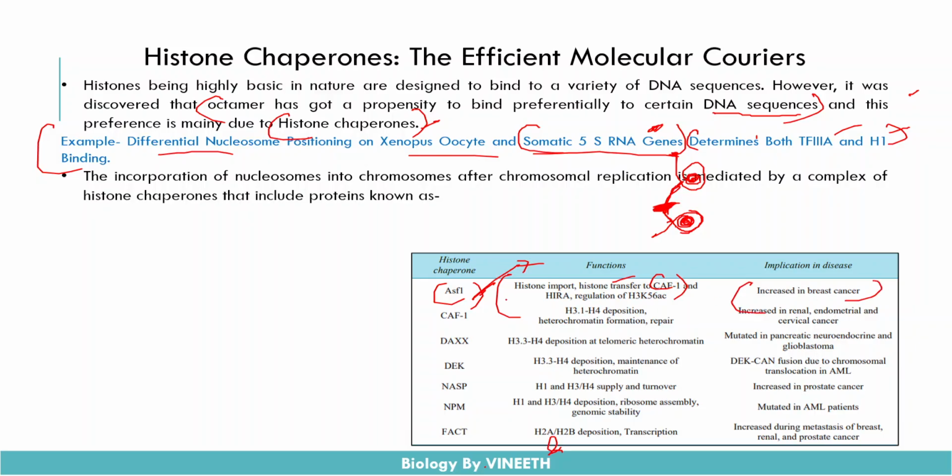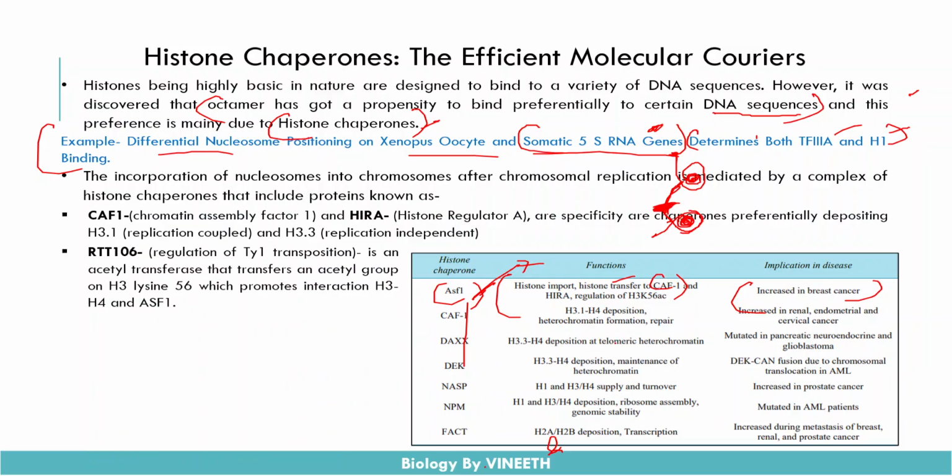I've also given a lot of histone chaperones and their roles. These are the names of the histone chaperones. CAF1 is called chromatin assembly factor 1, along with HIRA, which is also called histone regulator A. These are the specificity chaperones, which preferentially deposit H3.1 histones. H3.1 is a variant form of H3 histones.